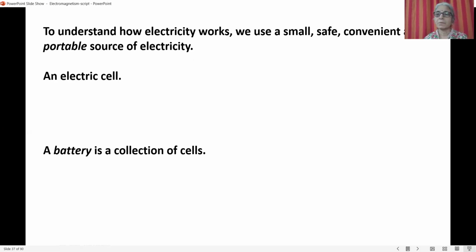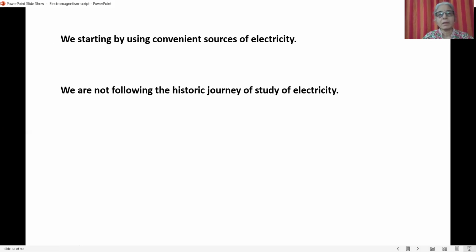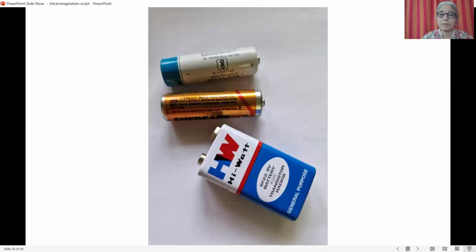To understand how electricity works, we need a source. So we are going to use a very convenient source of electricity, which is an electric cell. We can connect more than one cell, a collection of cells, and make a battery. We are not following the historic journey of the study of electricity here because we are using an electric cell. Historically, scientists took a different path, some of which we will see later.